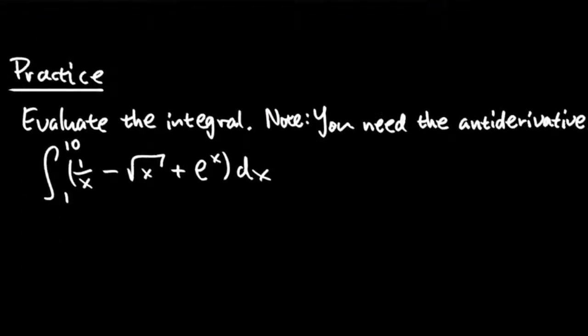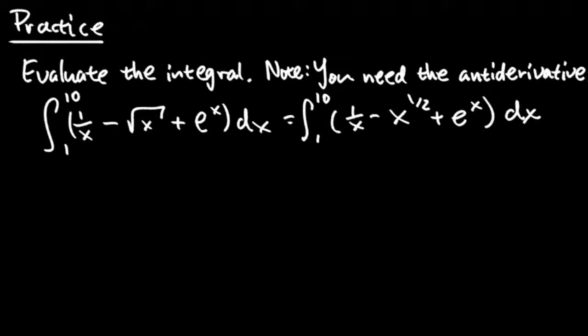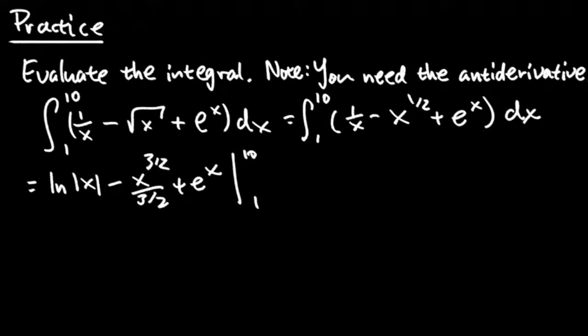So here's some practice. Here you're going to need the antiderivative of each of these parts. So let's rewrite this so that we can more easily take the antiderivatives, in other words, as powers if needed. 1 over x, you don't need to turn that into a power because the antiderivative is just ln, right? So it's going to be ln of the absolute value of x minus x to the 3 over 2 over 3 over 2 plus e to the x from 1 to 10.